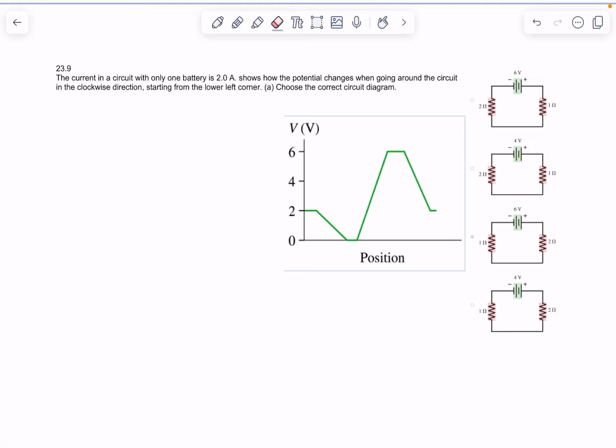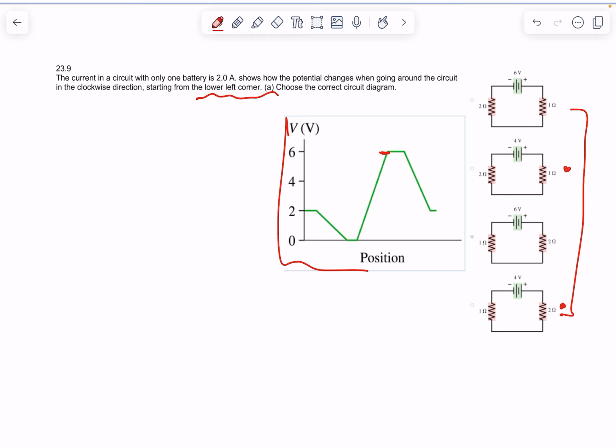Question. We've got a graph here, and the question we're asking is, which of these diagrams is appropriate? Now notice that your voltage hops up to 6 volts. And you notice that 2 of the options here have 4 volts. So those are wrong.